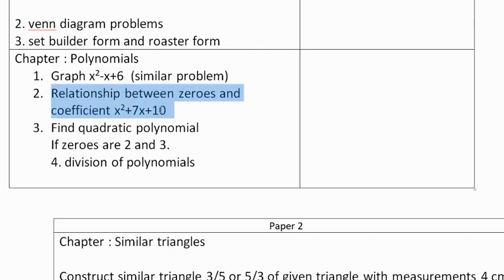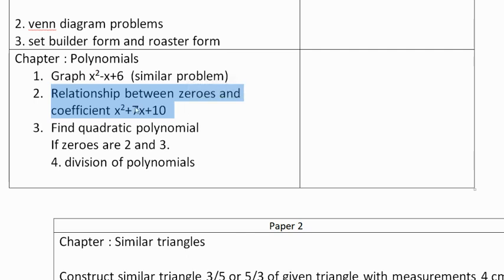So relationship between zeros and coefficients, this is a definite question. You can't expect the question paper without this question, students. So first find the zeros and use the sum and product and derive the sum of the roots, which is minus b by a, and the product as c by a. So go through the example problem.